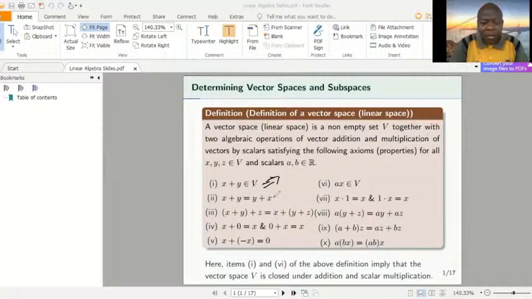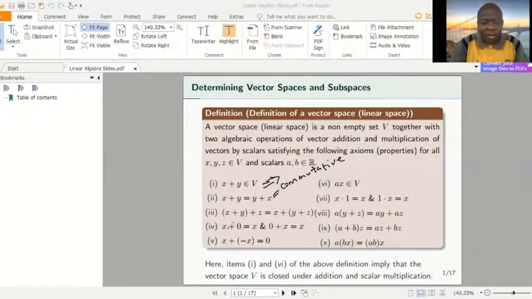And then the second one is commutativity, that it must be commutative. If you are to pick any 2 elements x and y from V, then the sum of x and y must be the same as y plus x. And then the third one is associativity, that's additive associativity.